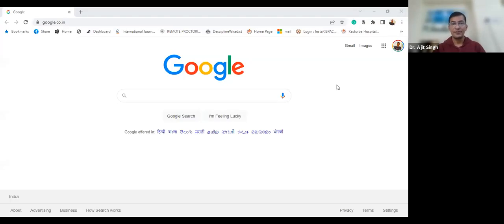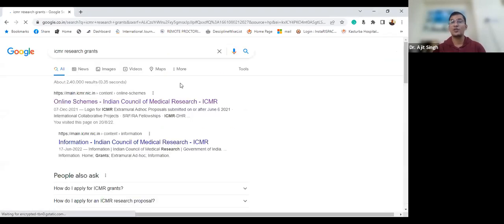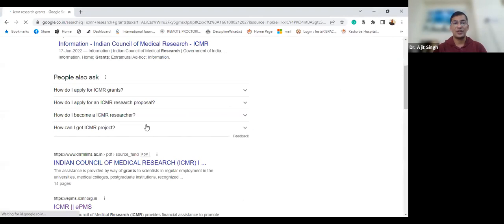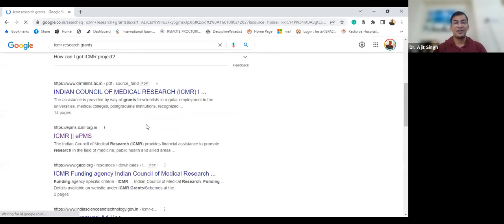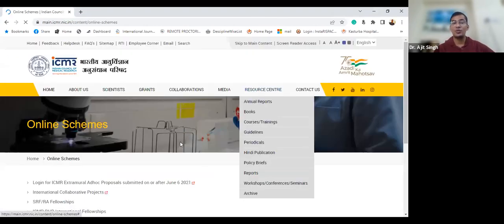Here you have nothing much to do. You can just write ICMR ad hoc proposal sample or ICMR research grants. Write ICMR research grants. You will go to the main ICMR website. Online schemes. Here you will get multiple things, and it will redirect you.